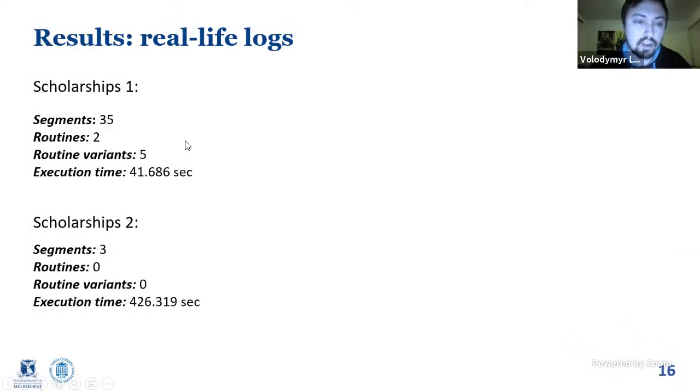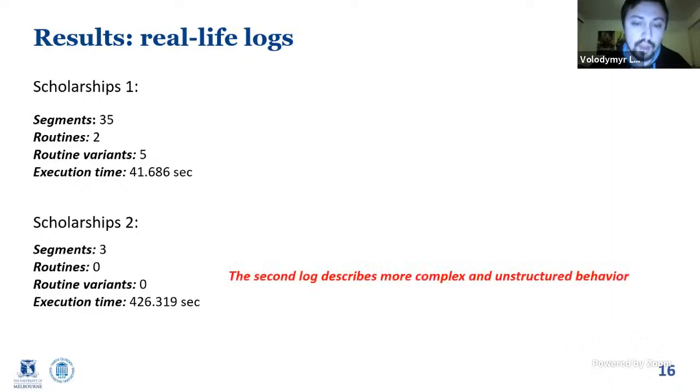To show the results about the real life logs, we discovered the 35 segments for the first scholarship log and two different routines. We discovered five different variants of such routines in 45 seconds, which is a reasonable amount of time. For the scholarship two log, we didn't discover the actual routines, because the second log describes more complex and unstructured behavior. For example, the user was constantly switching between different tables, like between different spreadsheets, and performing several tasks at a time, multiple tasks at a time.